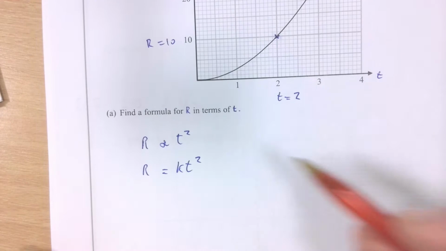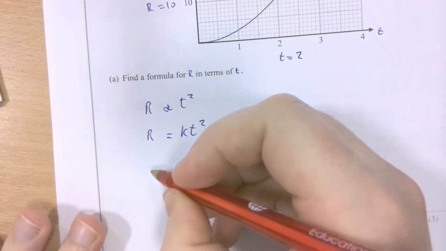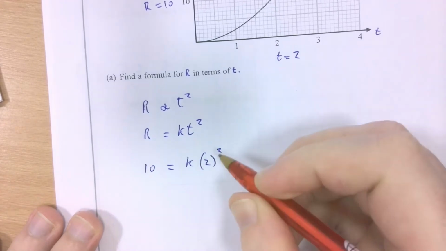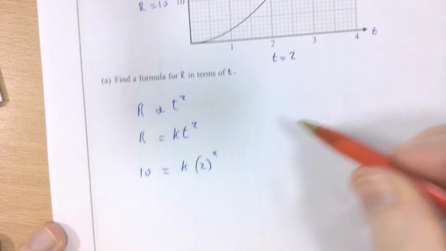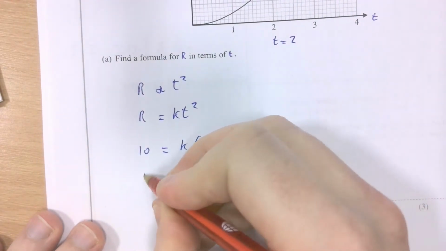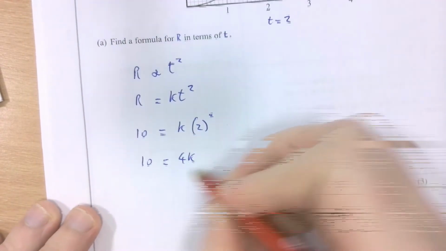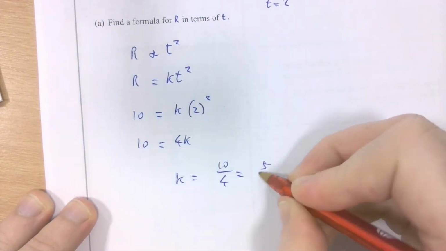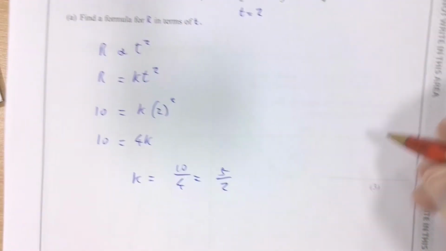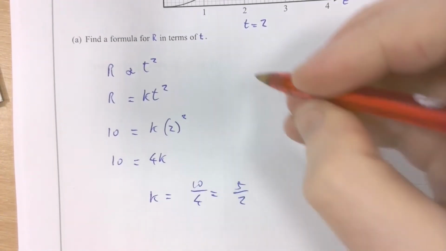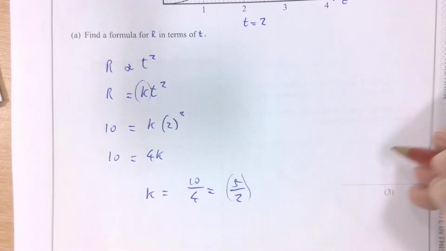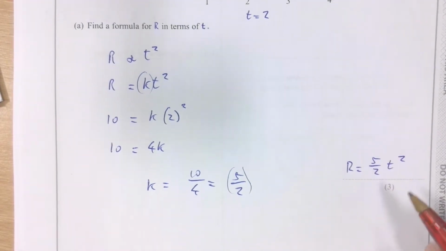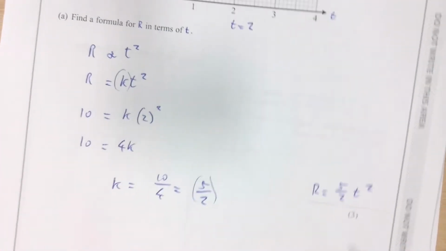So let's substitute in those values for r and t. So 10 equals k times 2 squared, replacing r and t with their values that we know from that graph. So 10 equals 4k, and divide both sides by 4, I get k equals 10 over 4, or in other words, 5 over 2. So my final expression, replacing k with that value, gives me r equals 5 over 2 t squared. First part done, 3 marks, nice and easy.